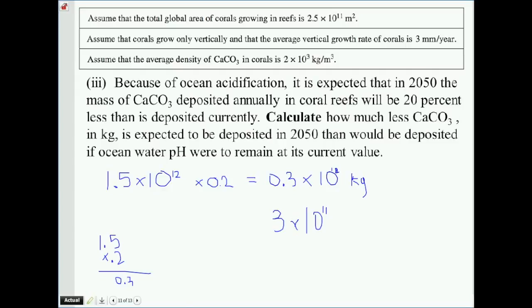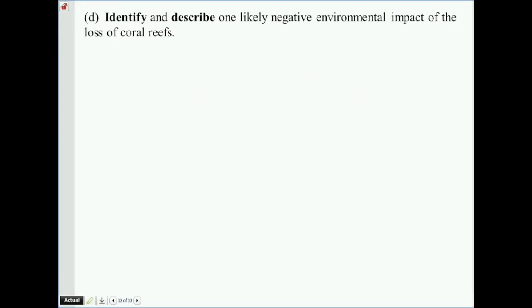Okay, and then that's the end of the math part, and now we're back at word cards. So even if you don't know how to do math, you still can get some partial credit somewhere, because you can do word cards here. Here we need to identify a negative environmental impact, and then we need to describe it. So something negative with losing coral reefs.